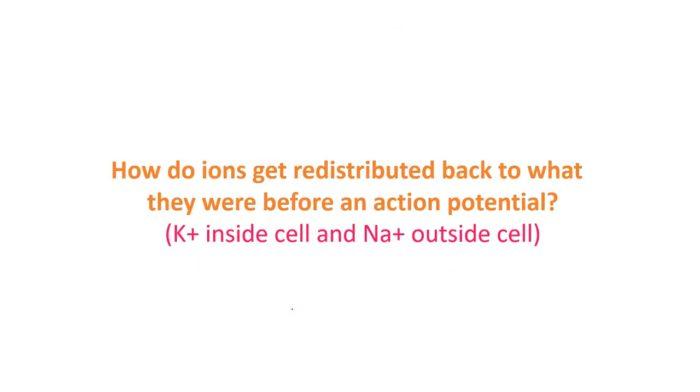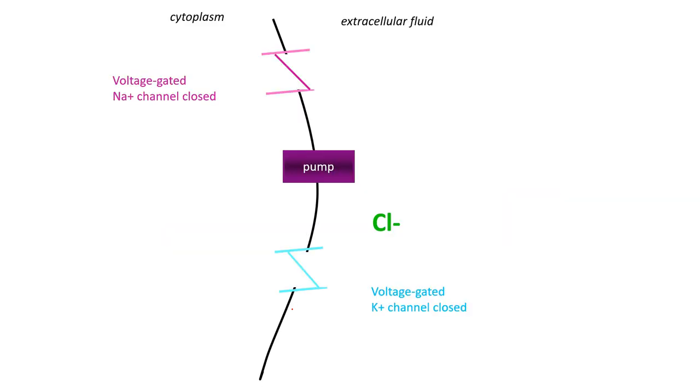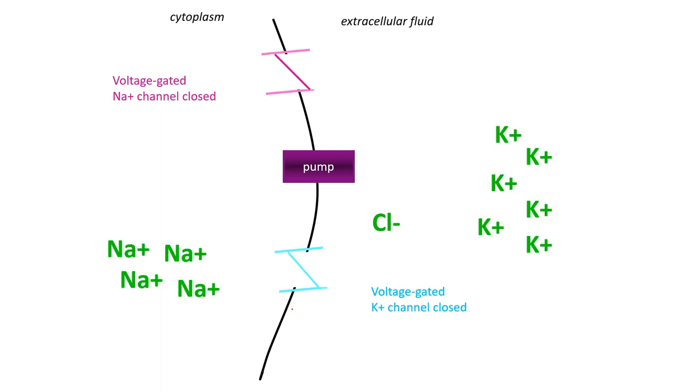So what happens? How do the ions get redistributed back to where they were before the action potential started, which is potassium inside the cell and sodium outside the cell? If you guessed sodium-potassium pump, you are correct. The sodium-potassium pump helps redistribute these ions to where they need to go. So 3 sodium gets pumped out for every 2 potassium that gets pumped in, and the system resets itself for another action potential. And it's hard to imagine how quickly all this is happening, but it is incredibly fast.